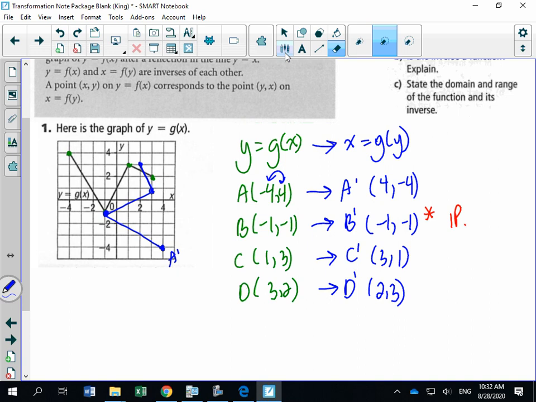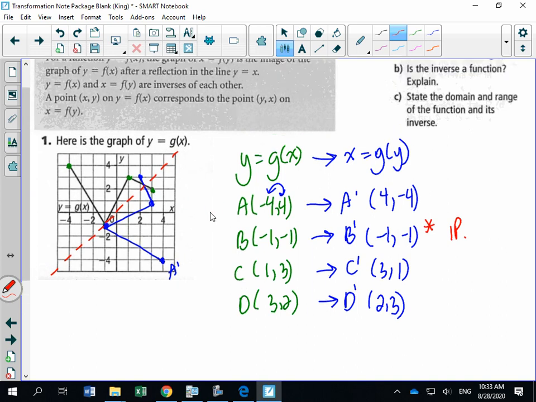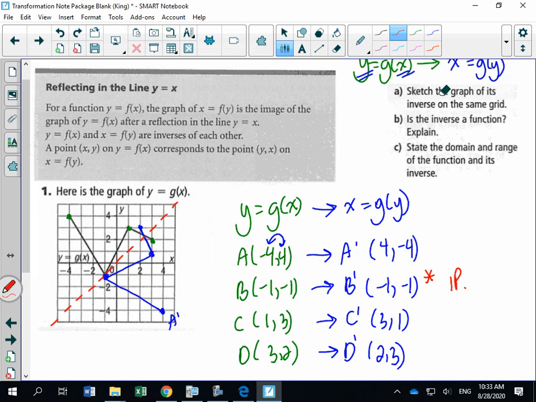And then if I get my reflection line in there, my reflection line is the line y is equal to x. So that's the reflection line. This would be the graph. This blue graph is the graph of my inverse, okay? So that would be the graph of x is equal to g of y, this blue graph here. So A we've done. Sketch the graph of its inverse on the same grid.